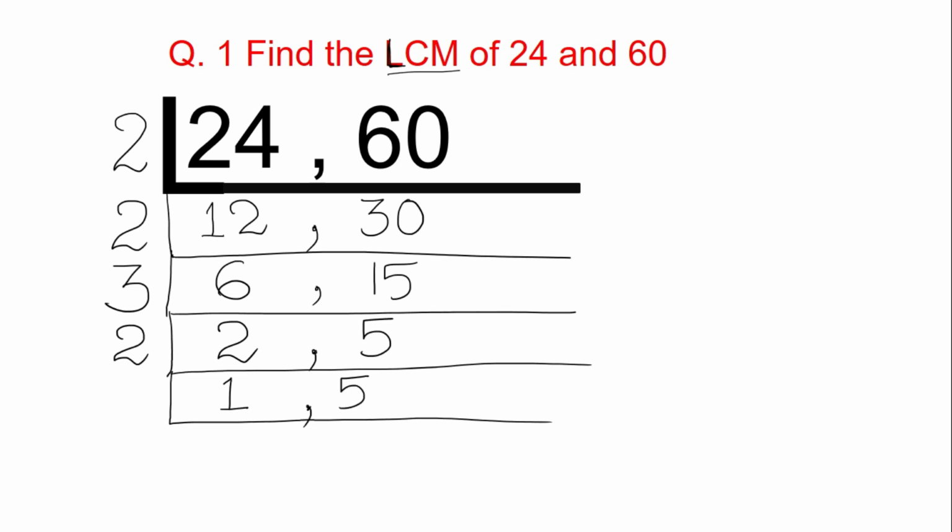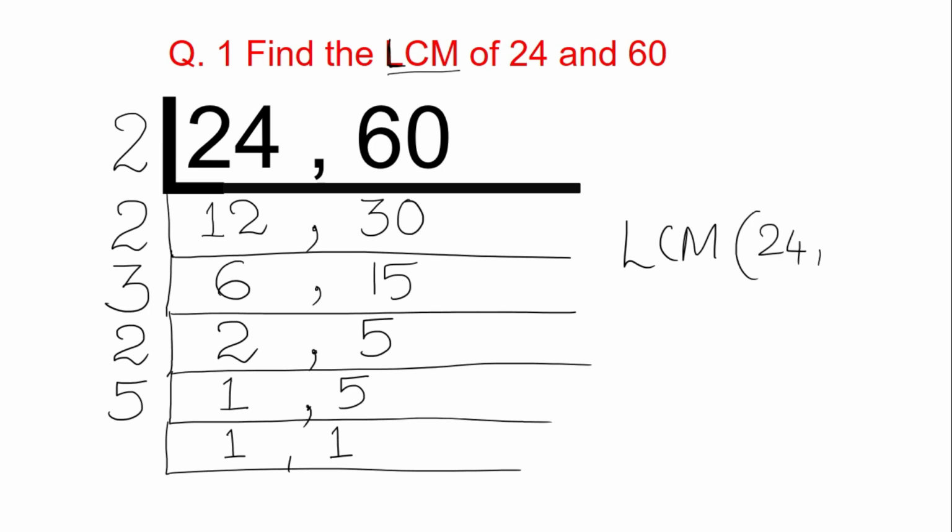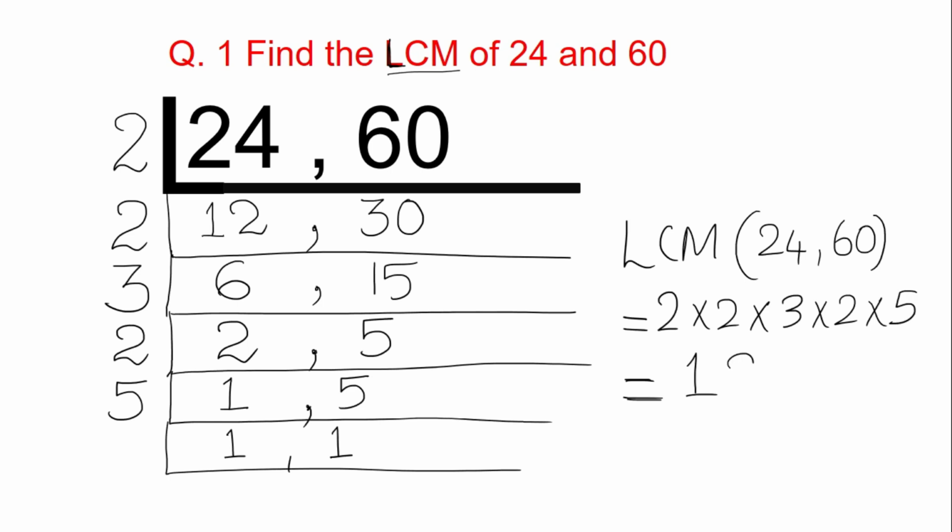5 is not in 2's table, so you just write 5 there, and then you divide the last term by 5. So you end up getting 1 in the last row here. So the LCM of 24 and 60 is going to be equal to, you just have to multiply the prime numbers that you get here, which is 2 times 2 times 3 times 2 times 5, which is equal to 120.